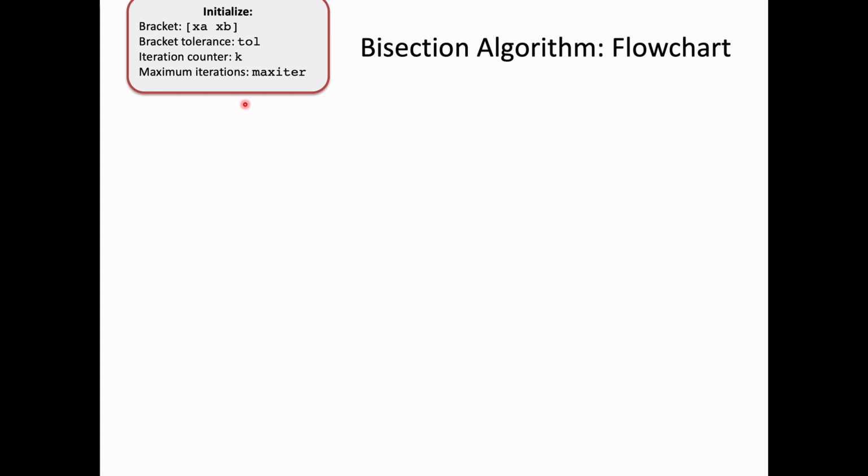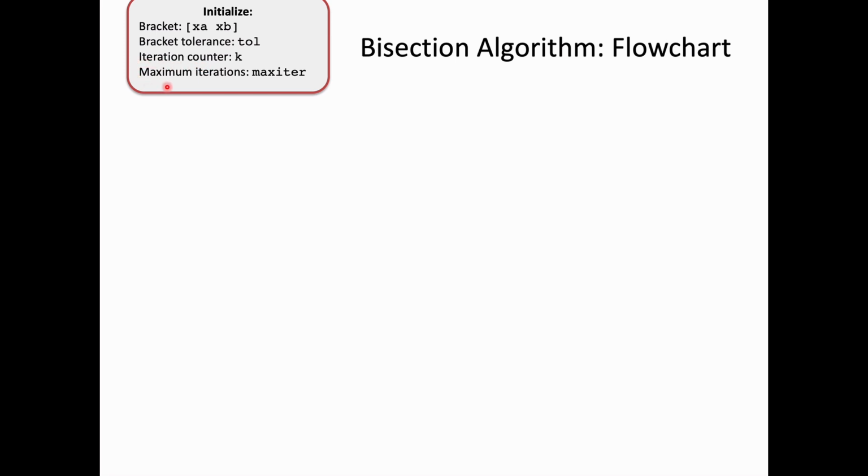The first step here in this flowchart is to initialize the problem. So we need to define what is the bracket, what's the left-hand limit, what's the right-hand limit, what's the bracket tolerance, how small do we want the bracket to be before we terminate the algorithm. Let's set the iteration counter. So when we're starting the algorithm, maybe we set k to either 0 or 1, and then each time we go through the process, we increment k, so we can keep track of the number of iterations.